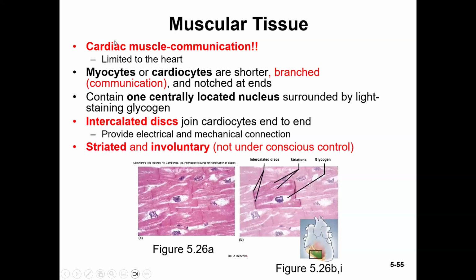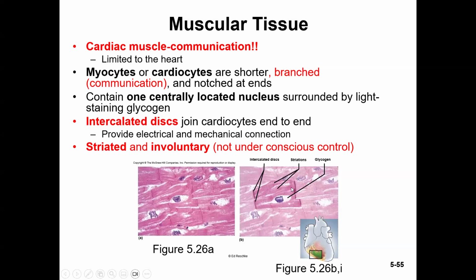Now, the other type of muscle, cardiac muscle. Cardiac muscle is also striated, but the big thing is communication. Cardiac muscle is limited to the heart, and we need communication in the cardiac muscle, because if we don't have communication, then we have an arrhythmia. And if we have an arrhythmia, then we have major issues. So the cardiac muscles are striated, and they're shorter. Here's one muscle cell right here. This is one cardiac muscle cell. They're branched, so they make contact with other muscle cells. Here's another muscle cell that it is making contact with.